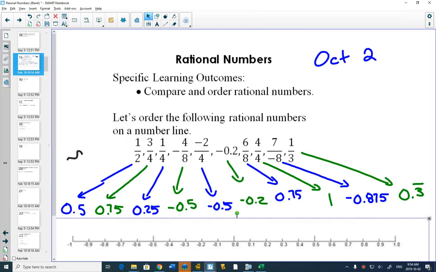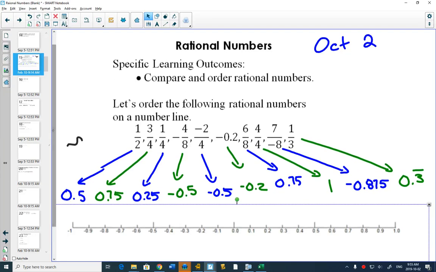Now, some of these you should be able to do in your head. Do you know that a half is 0.5? Okay. 3/4, 1/4. 4 out of 8, can you see that that's the same as a half? And then we'd have a negative a half. So I'll give you some time to write that down and then make the number line from -1 to 1 going by tenths.